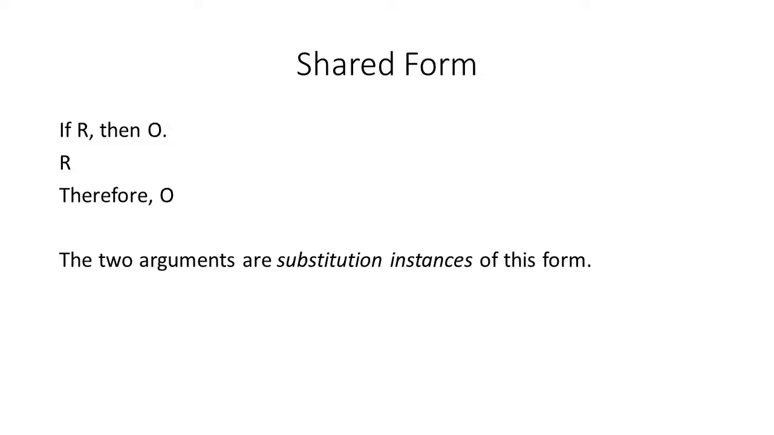That is, in both arguments, the R bit is replaced by the same sentence or statement, and the O bit is replaced by the same statement or sentence. So in the first argument, if it is raining, it is raining is the R, and we will go outside is O. And in the second, if it's snowing, it's snowing is R, and then we will have hot chocolate. We will have hot chocolate is O.